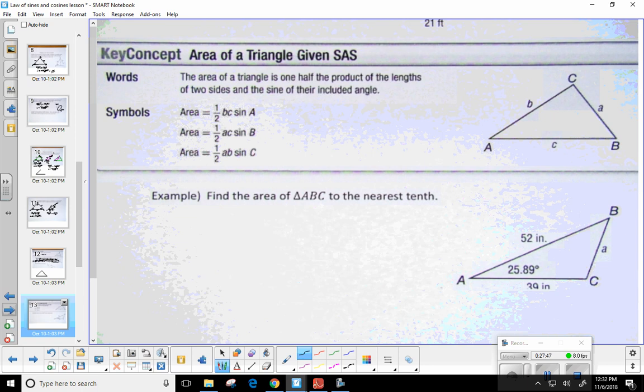Now, why do you think there are 3 different versions of this? Yeah, you could use it for any of the 3 angles of your triangle, right? As long as you have two sides and the angle between them. This is another way to find the area of a triangle. Okay? So we have side, angle, side. Like I said, this one doesn't really have a lot of name.